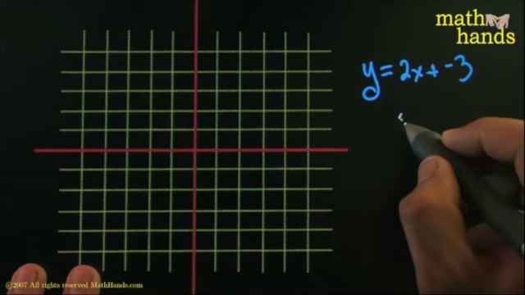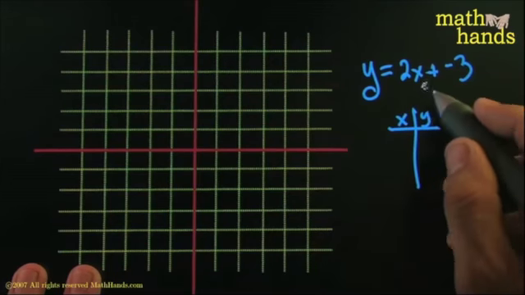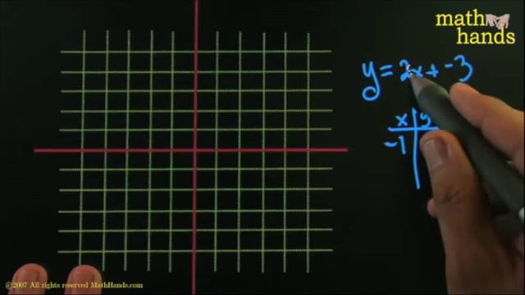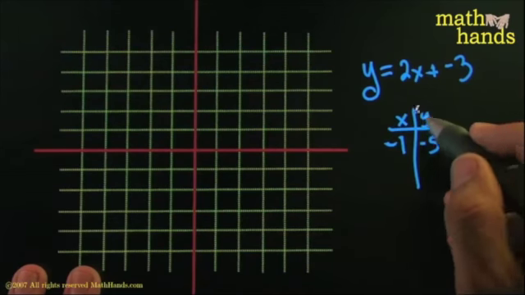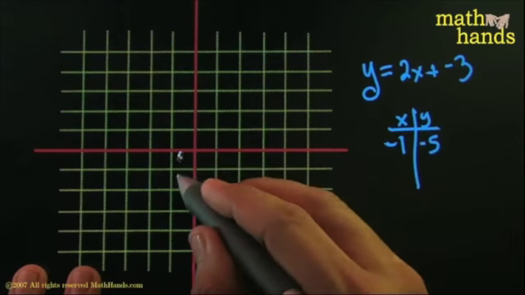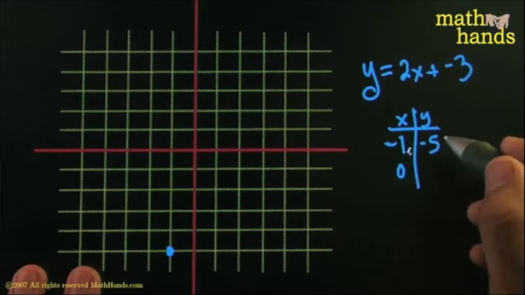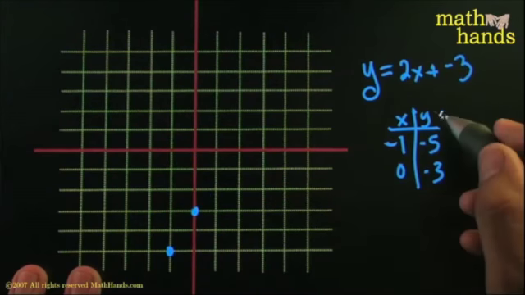You just make a little chart here. You write down x and y values. For example, if x is -1, you would calculate -1 times 2, added to -3, that gives you -5. And you would make a little dot at -1, -5. Then you could calculate another point: at 0 it goes to -3.